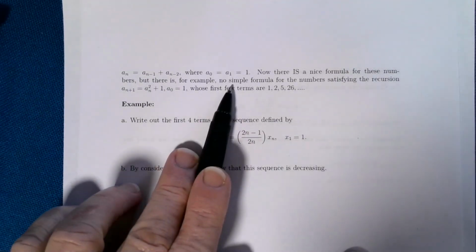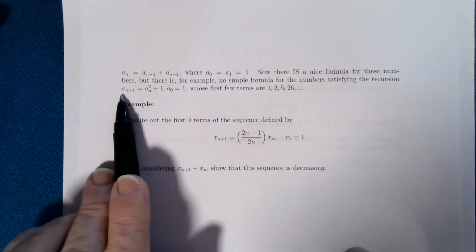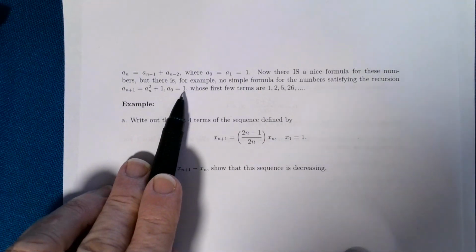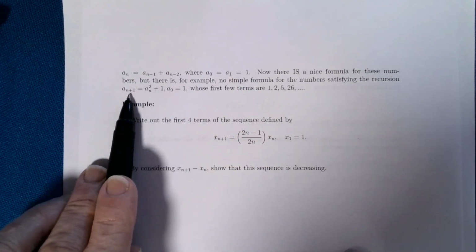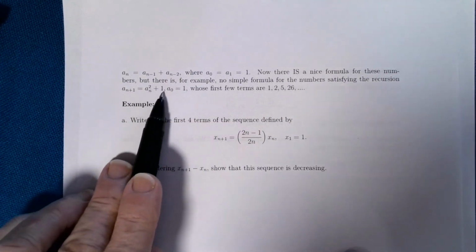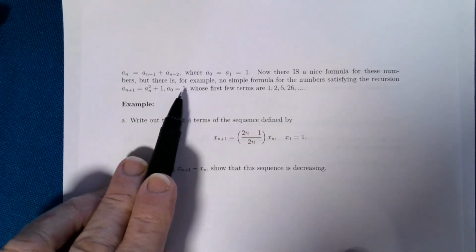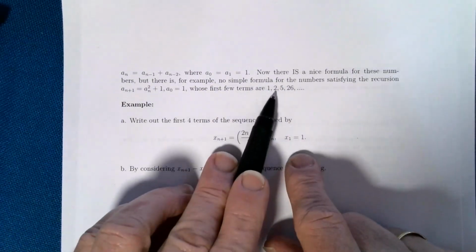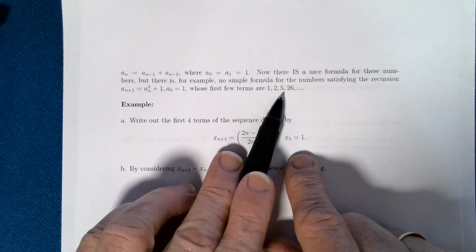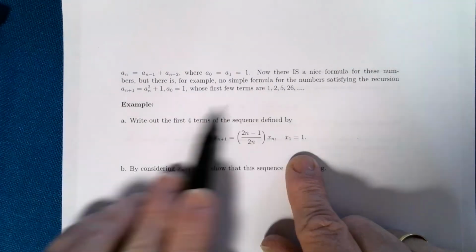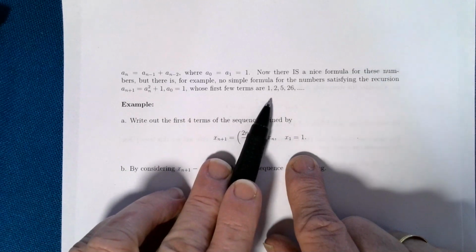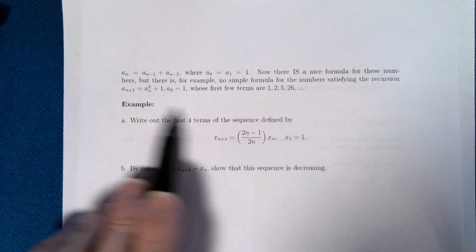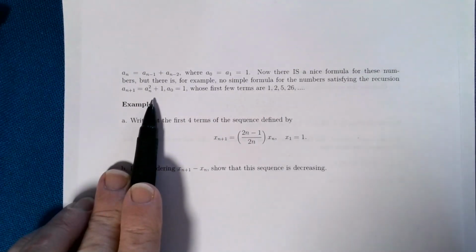However, there is, for example, no simple formula for the numbers satisfying this recurrence. This one says you start off with 1, and then to get each new term, you take the previous term, square it, and add 1. So to get a2, I take 1, I square it and add 1 gives me 2, and then 2 squared is 4 plus 1 is 5, 5 squared is 25 plus 1 is 26, and so on. And it turns out you can't write a simple formula that generates these numbers. The only way we can describe this sequence is by this recursion.